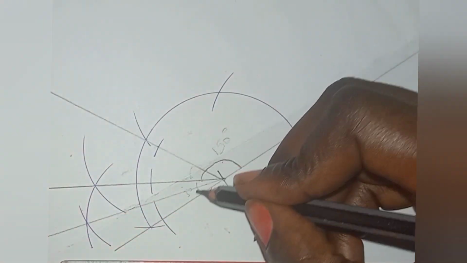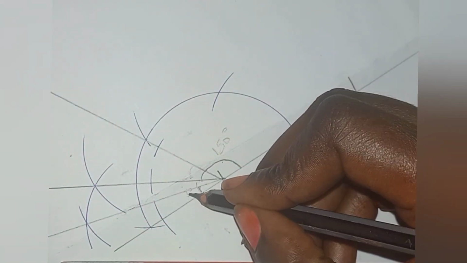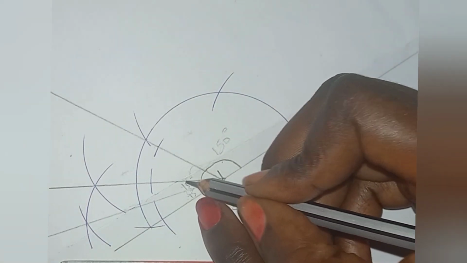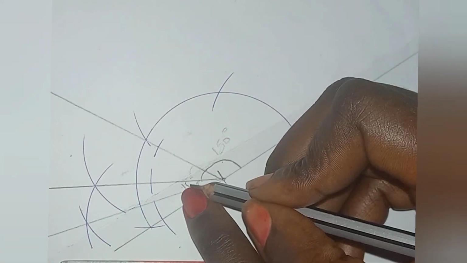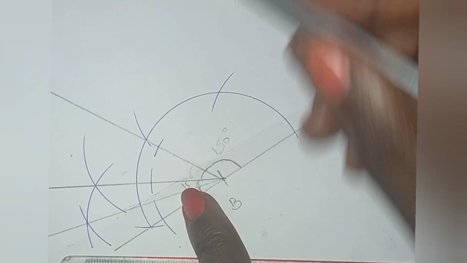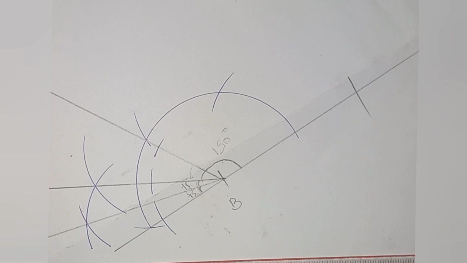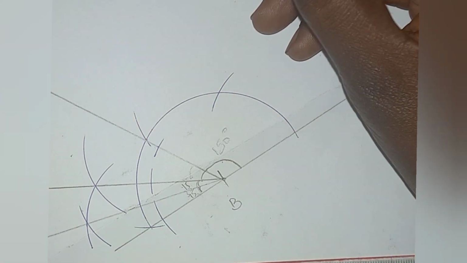Yes, so that one will make this side 15 and this one also 15. So if you take this 15 on this side and add it to this 150, you'll get 165. That is how you'll construct 165. Let's look at how you'll construct 75 degrees.